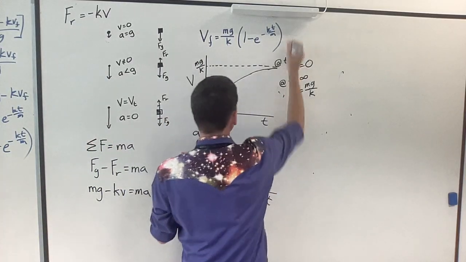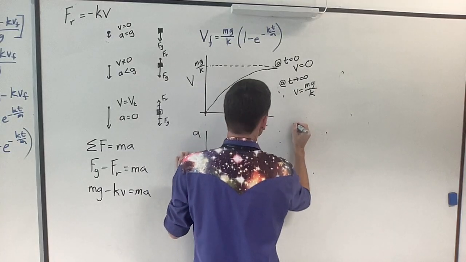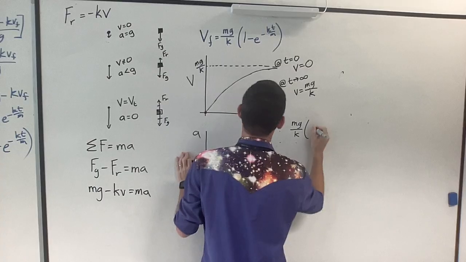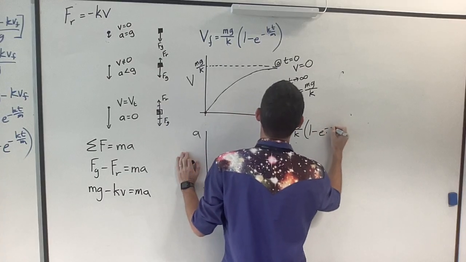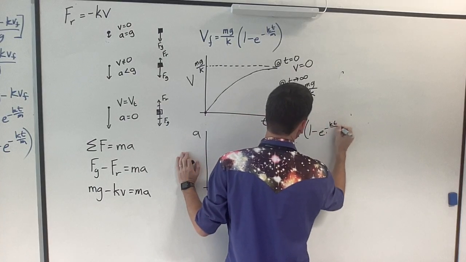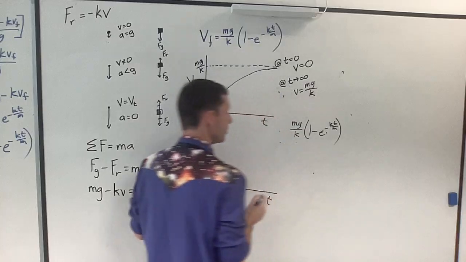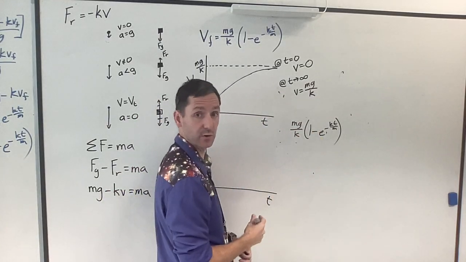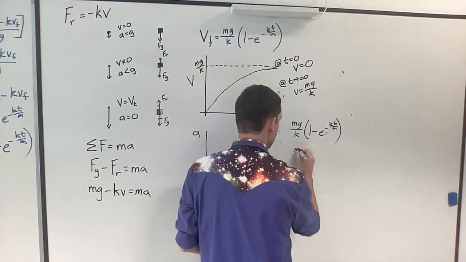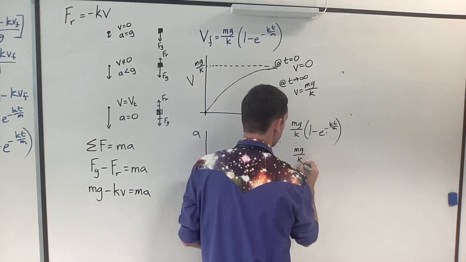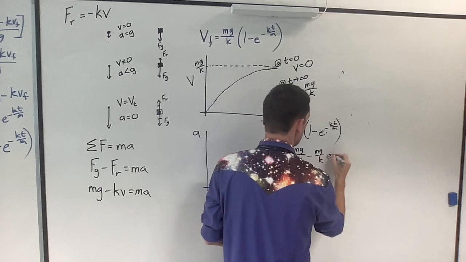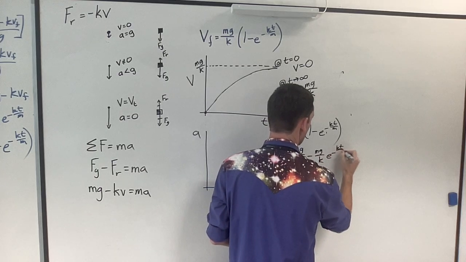So if I take the derivative of mg over k times 1 minus e to the negative kt over m, you can do that however you want. I'm going to go ahead and simplify it. I'm going to put the mg over k back in. So I'm going to have mg over k minus mg over k e to the negative kt over m.